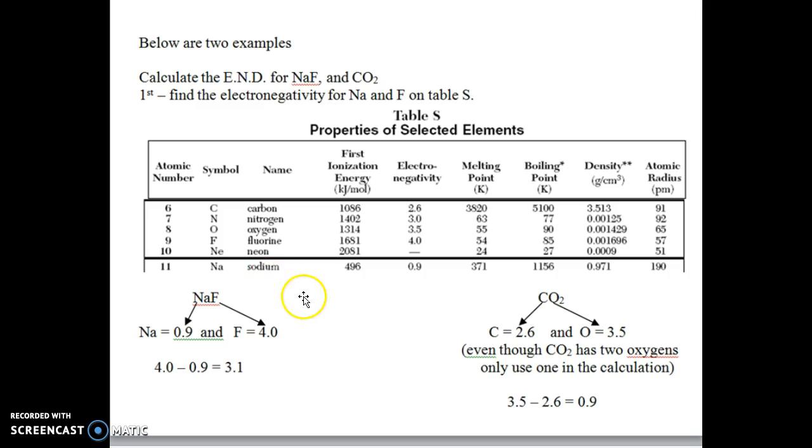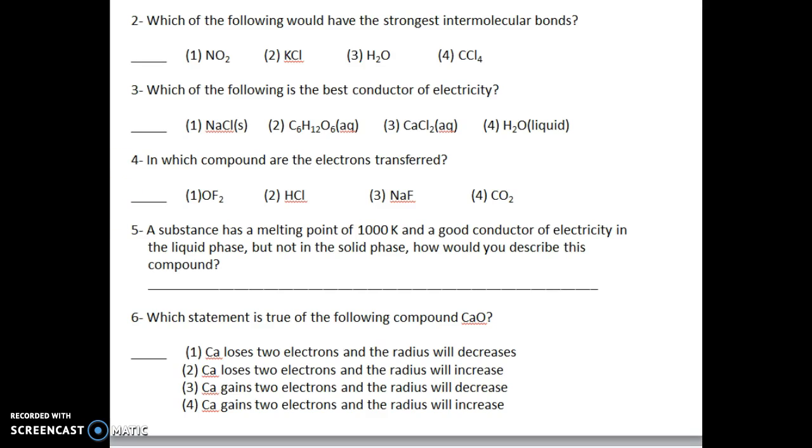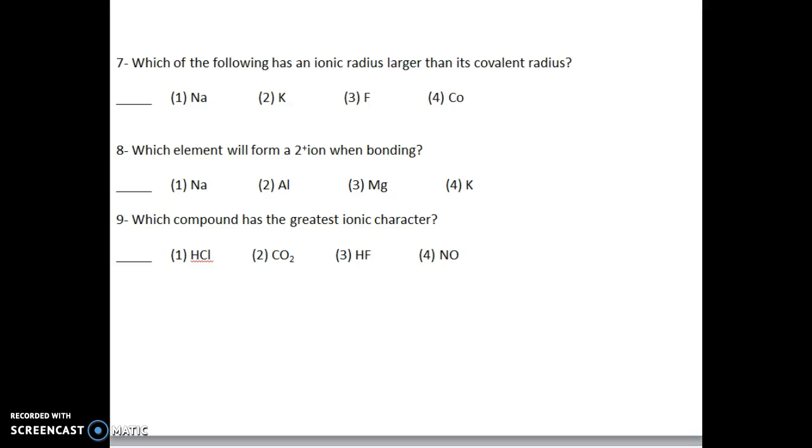Sorry about that. So, with that said, we can do questions 2 through 6, and then do questions 7, 8, and 9. While you're thinking about that, I'd like you to do that later on.